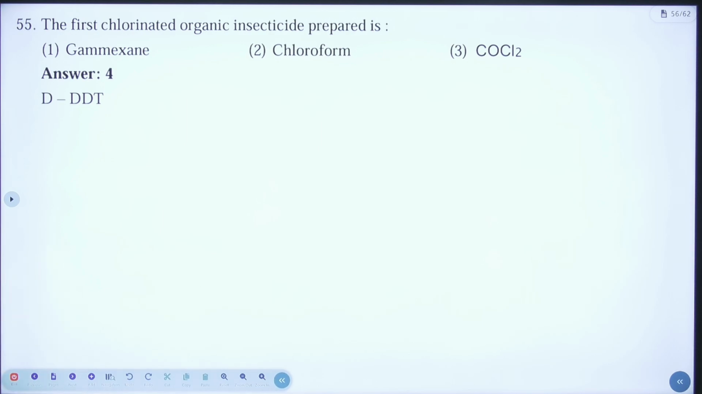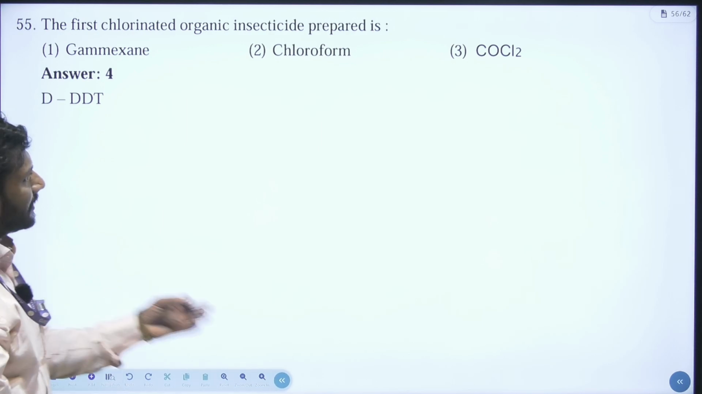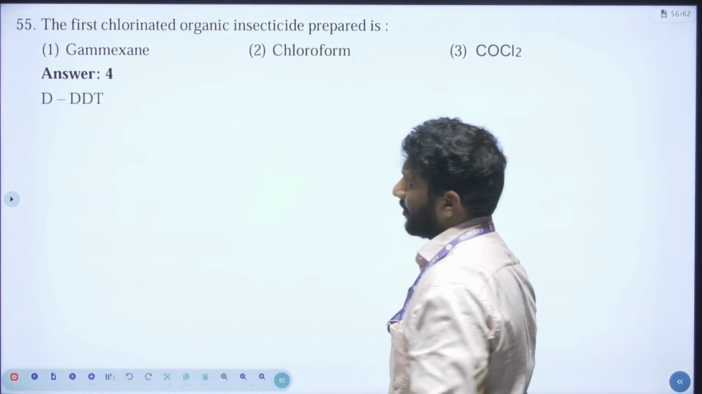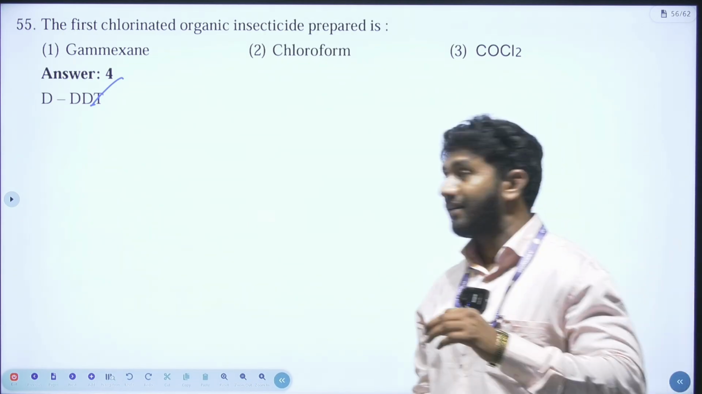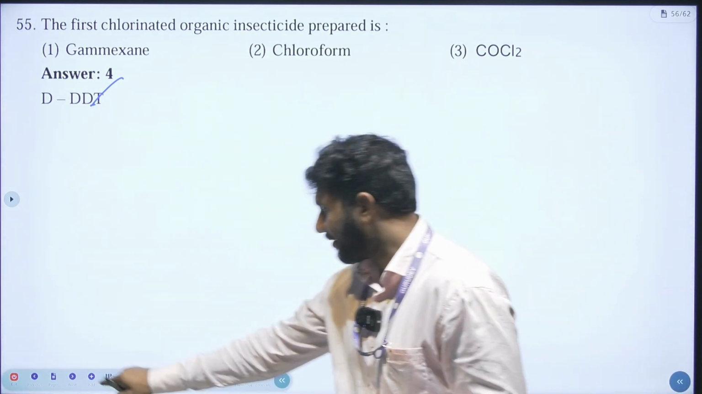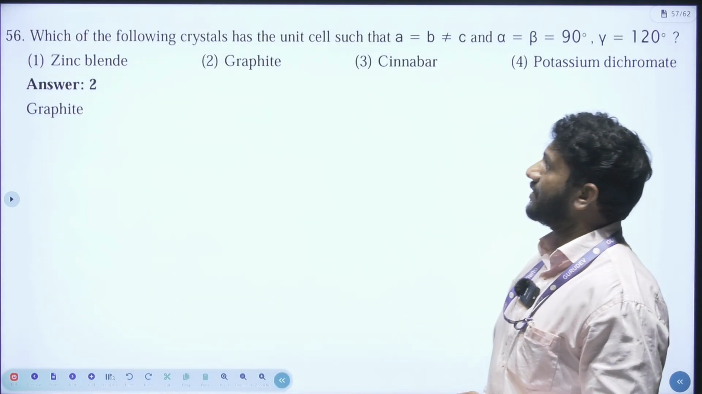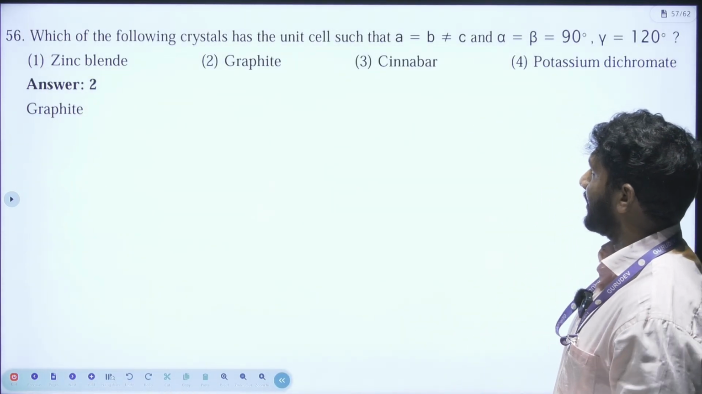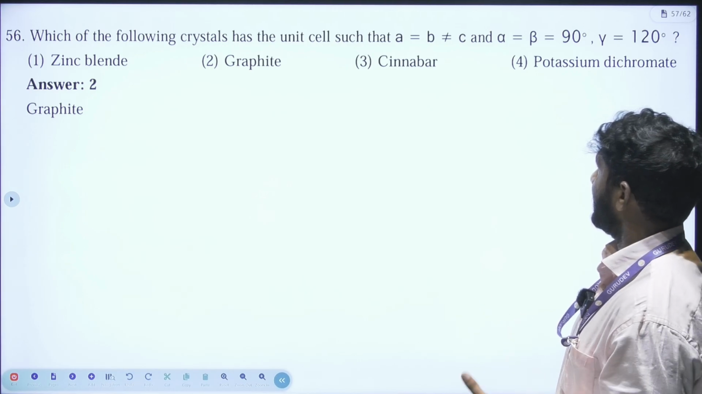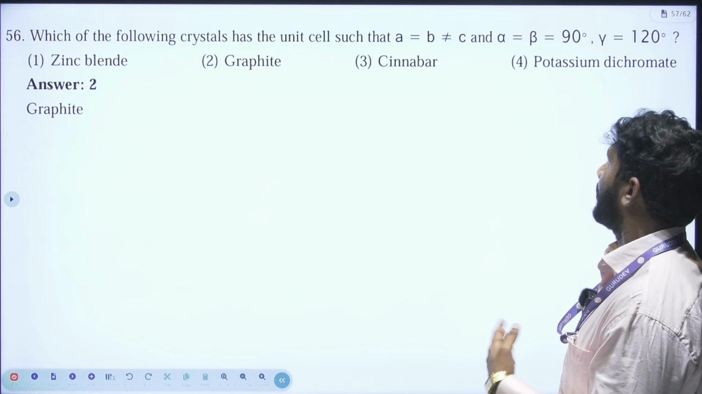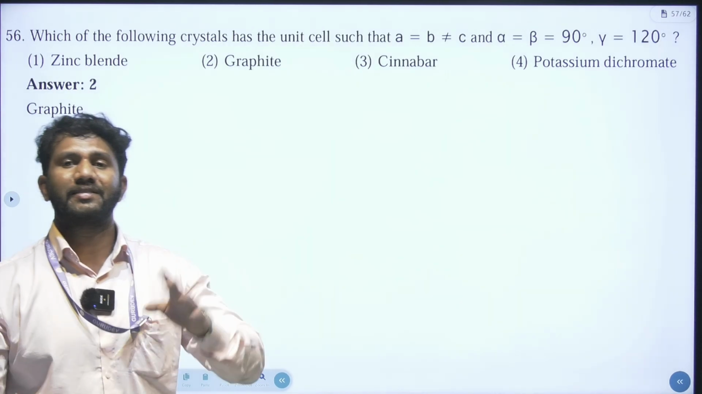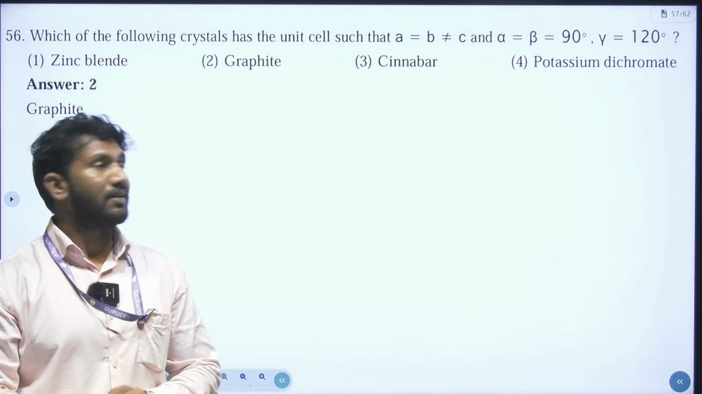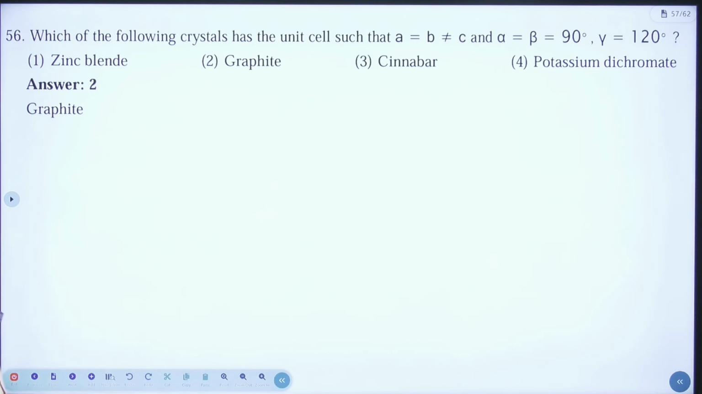Next one, the first chlorinated organic insecticide prepared is, so that is DDT. DDT means dichlorodiphenyltrichloroethane. Next question, which of the following crystals has unit cell such that A is equal to B not equal to C? So this question is from the solid state chapter and deleted portion. So the correct option for this question is the second one, graphite.